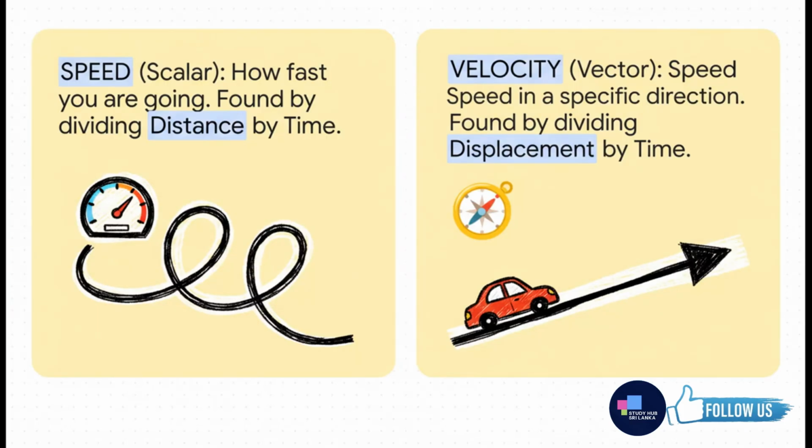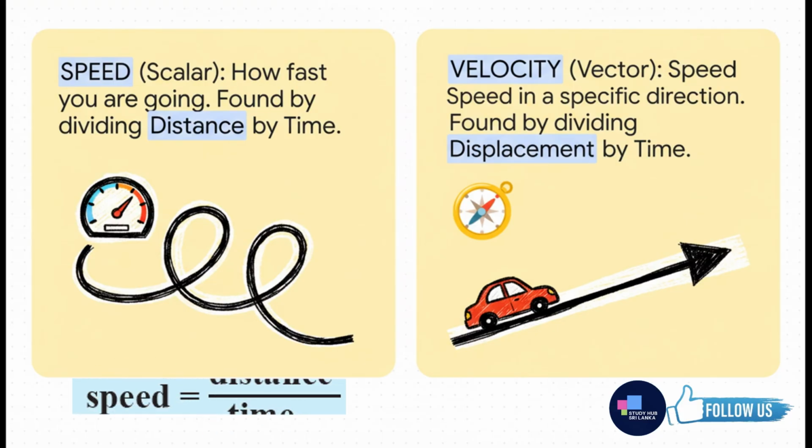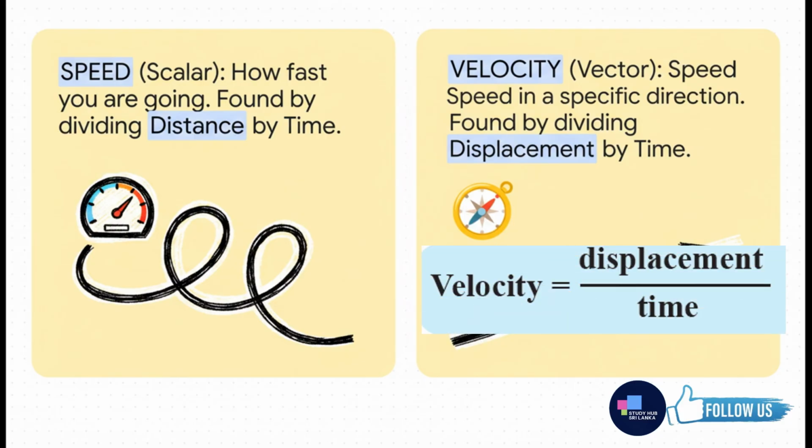And that brings us to speed and velocity. I bet you're already seeing the pattern here, right? Speed is our scalar friend. It just tells you how fast you're going. You find it by dividing the distance by the time. And velocity? Yep, that's our vector. It tells you your speed and your direction. And we calculate that using displacement divided by time.